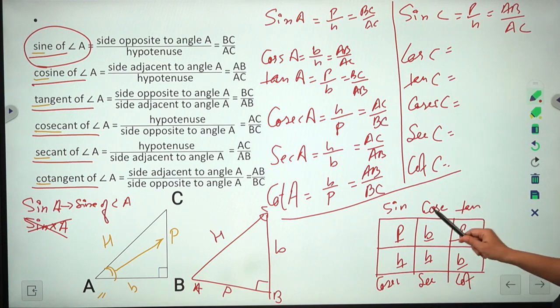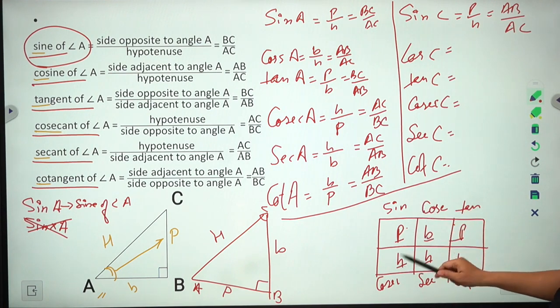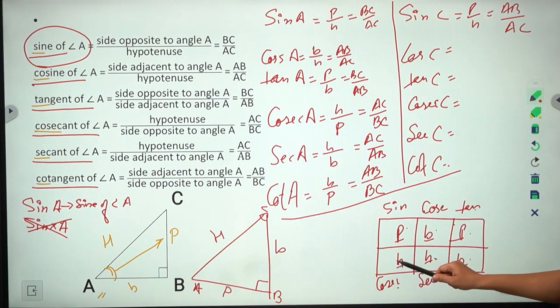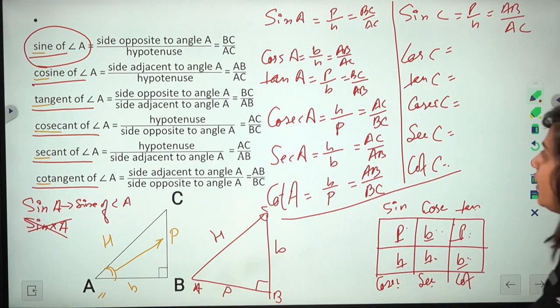Clear? So see, sin means P by H, cos means B by H, tan P by B, cosec H by P, sec H by B and cot B by P. Clear? Now I think you have understood this. You have to memorize all the formulas. Now let's move to the next question.